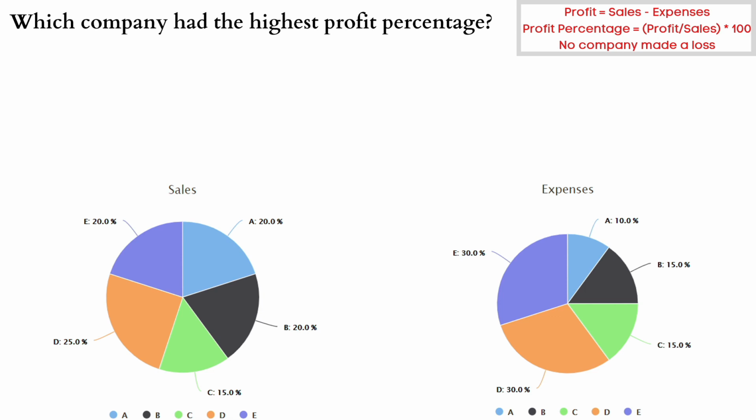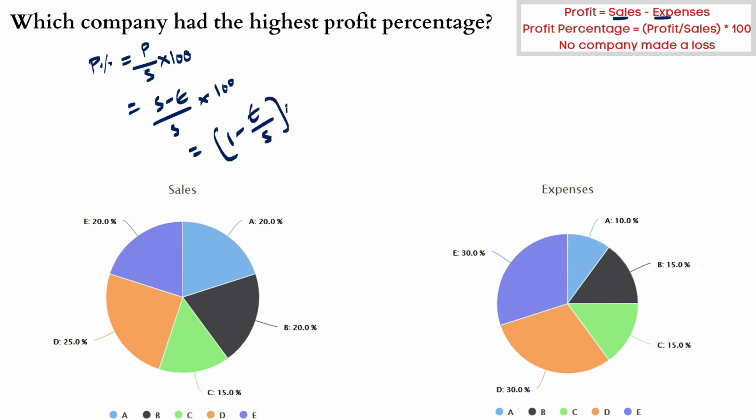See, in the reference table we have profit percentage as profit by sales into 100. See, let me write it here. So what is profit? How can we rewrite profit? Profit is sales minus expenses. So sales minus expenses by sales into 100. If we take S as common, it will be 1 minus E by S into 100.